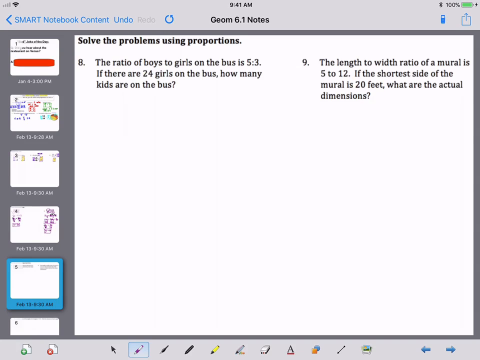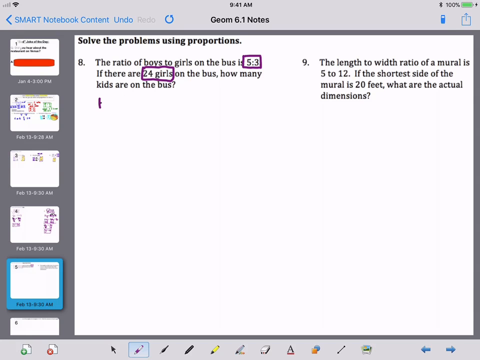Okay, the next few examples we're going to look at some story problems here, so we need to come up with our own proportions. In number 8, the ratio of boys to girls on the bus is 5 to 3. They tell us there are 24 girls on the bus. How many kids are on the bus?